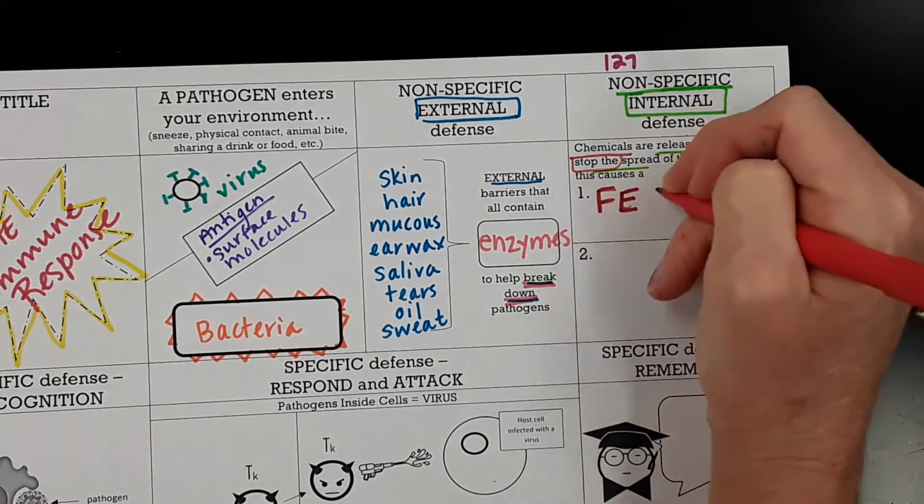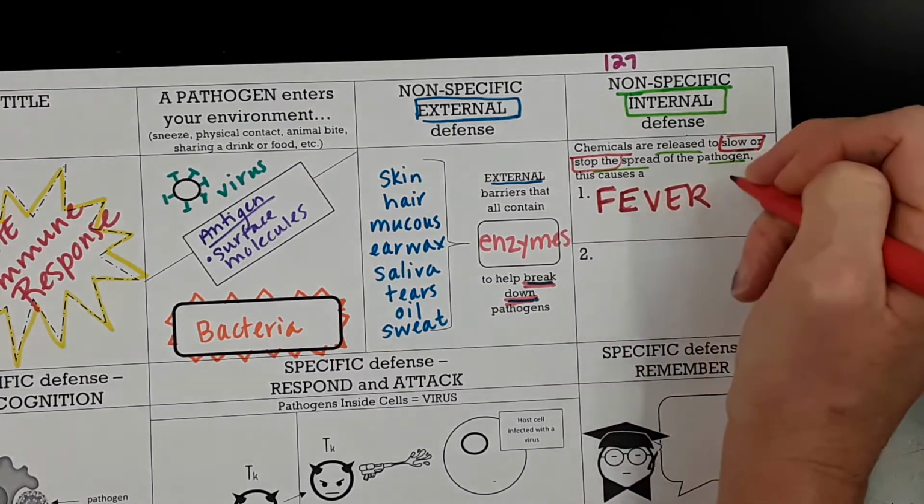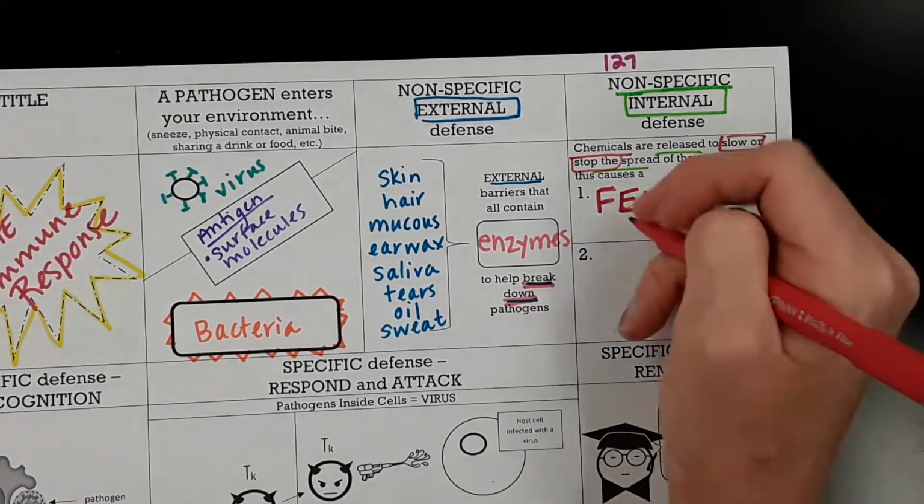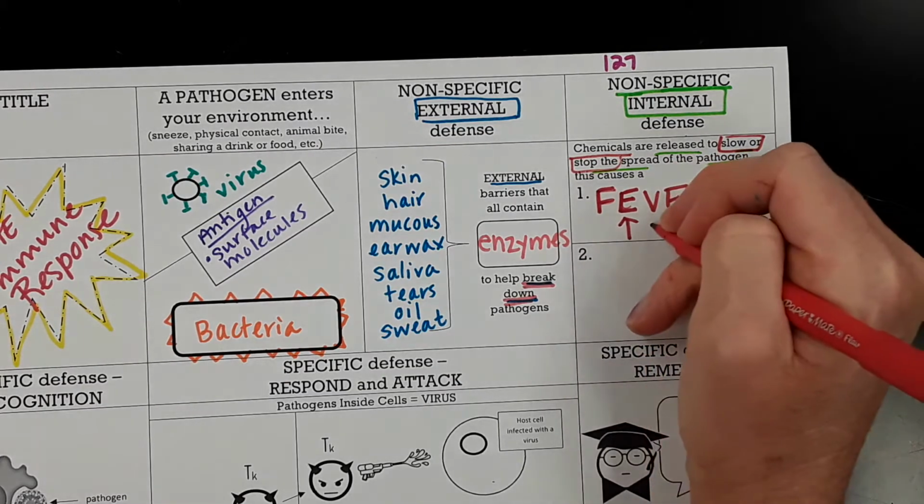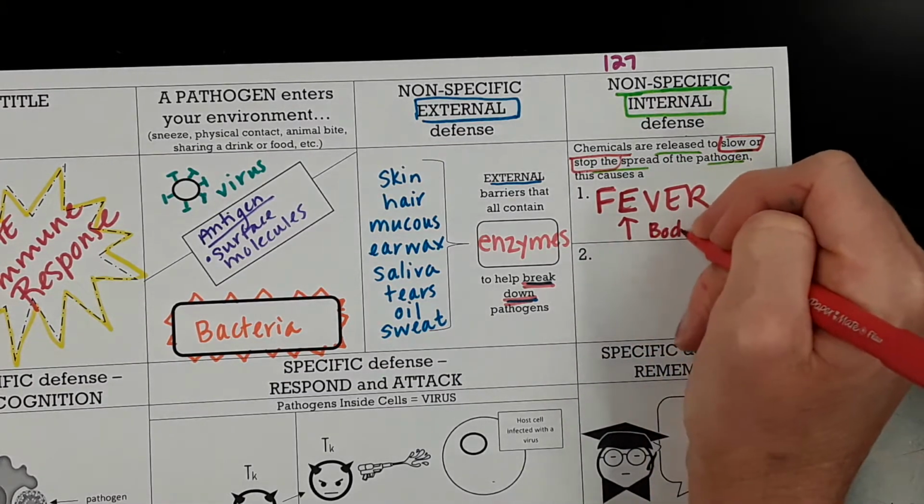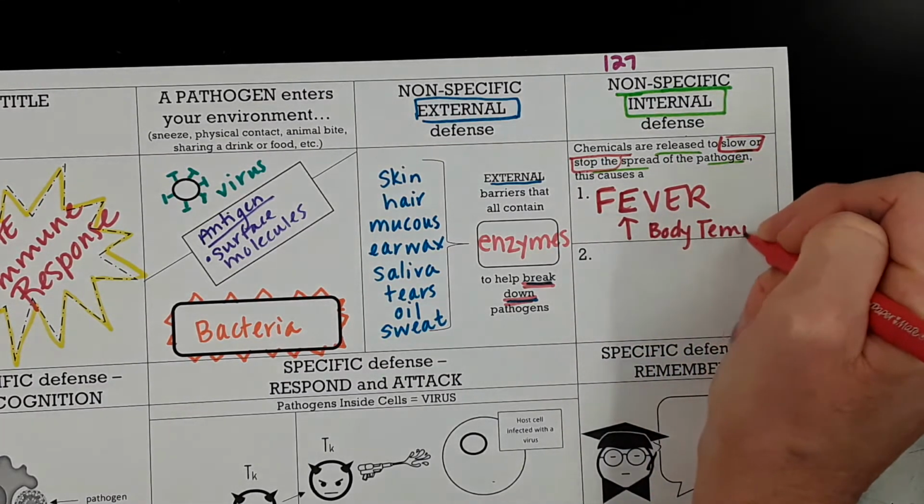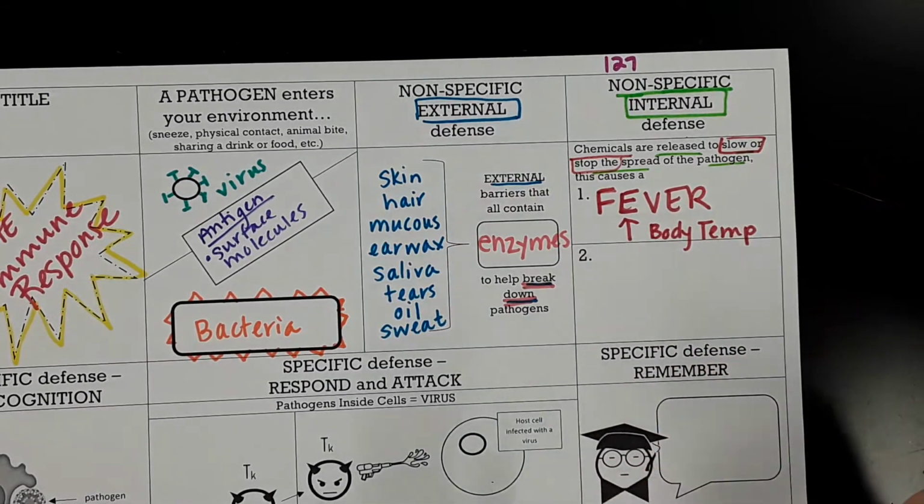So if you guys have ever had a fever before, a fever is an indicator that your body is fighting an infection. And what a fever does is it raises our body temperature. And the increase in body temperature is going to change our body from being the ideal temperature for our cells to function and making it less ideal.